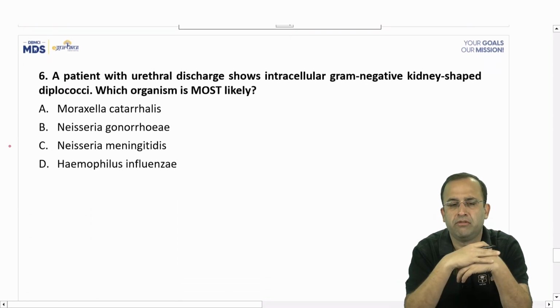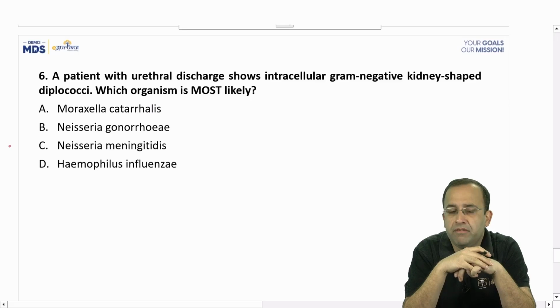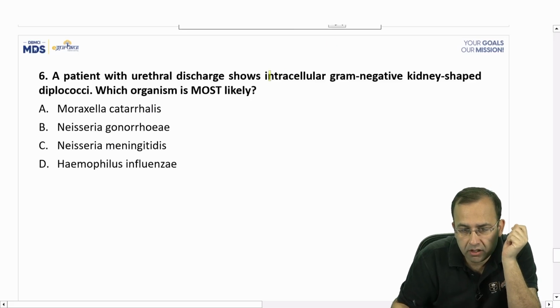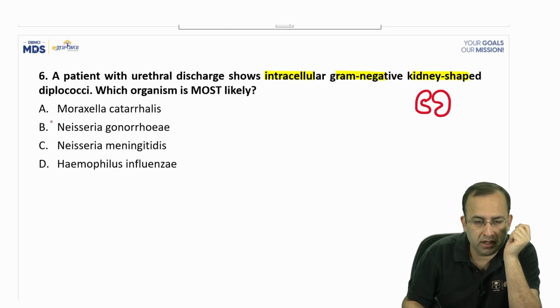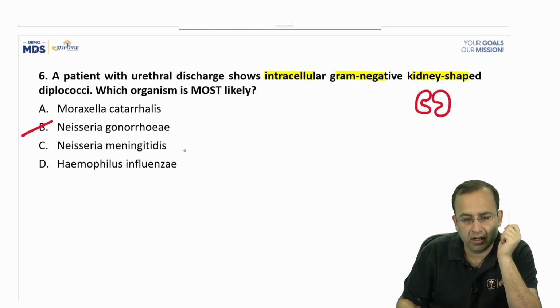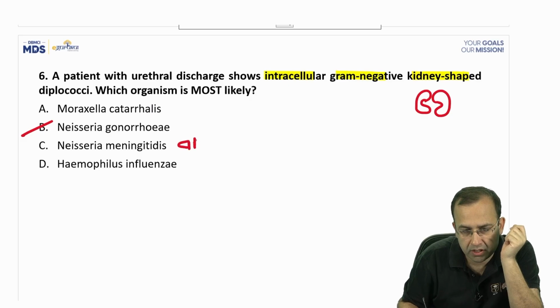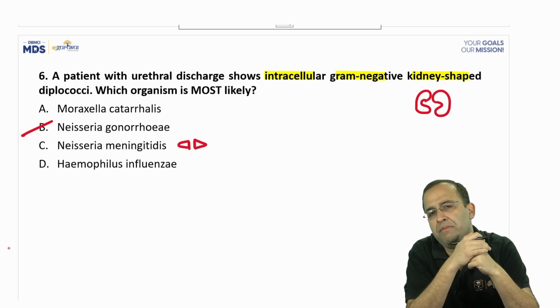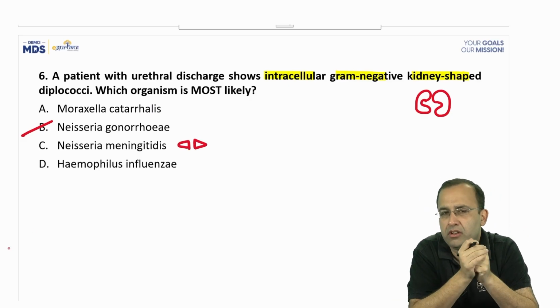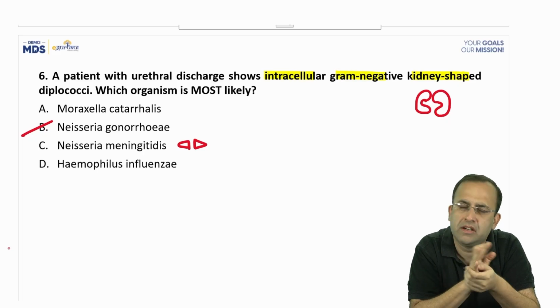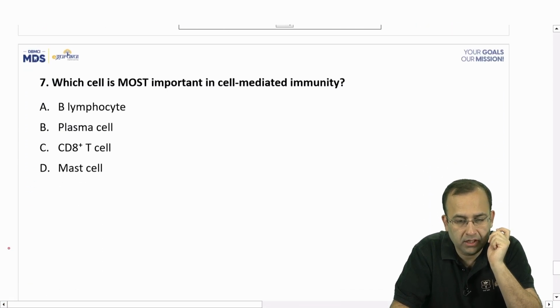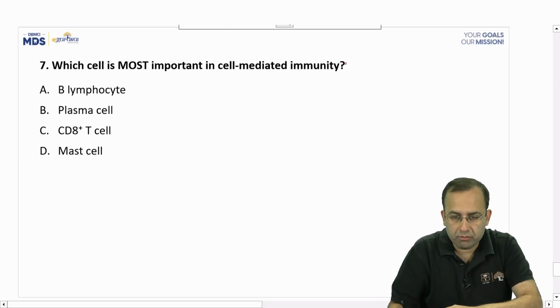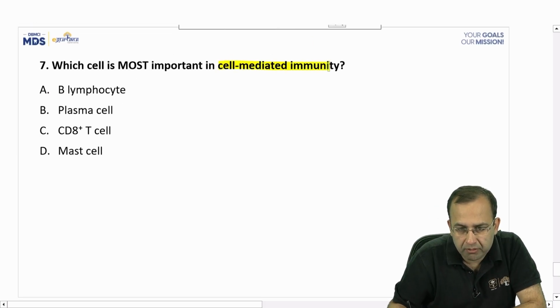Straightforward. We just saw intracellular gram-negative kidney shaped. This was what we discussed is Neisseria gonorrhoeae. It's by chance the same question which has been asked twice. Meningitis is mainly extracellular, intracellular Neisseria gonorrhoeae. Both of these are diplococci. You know that.